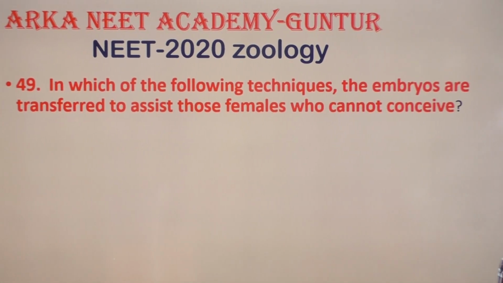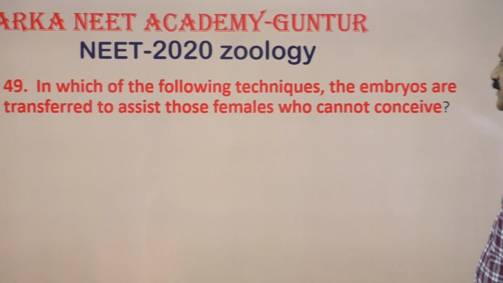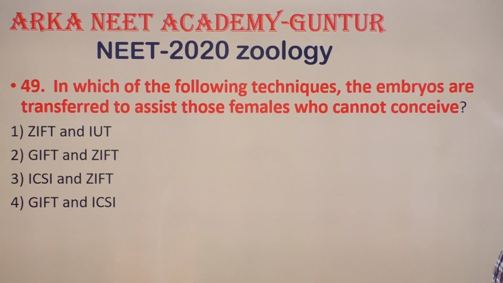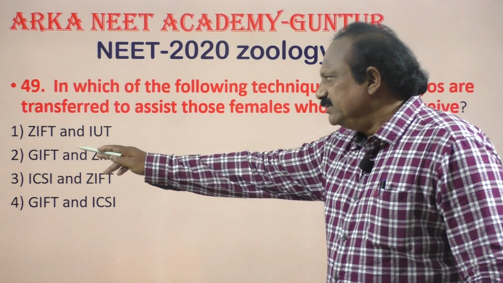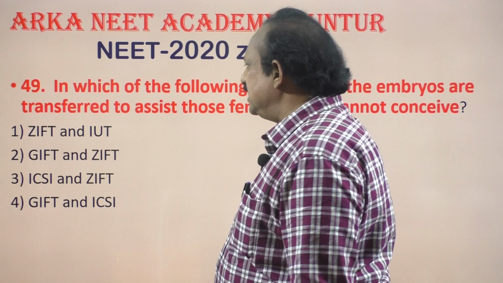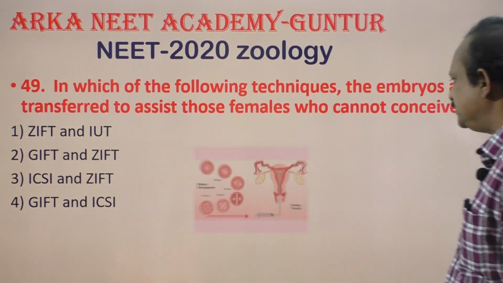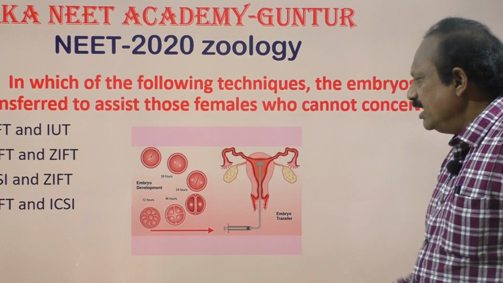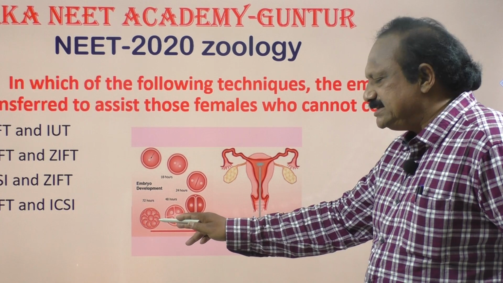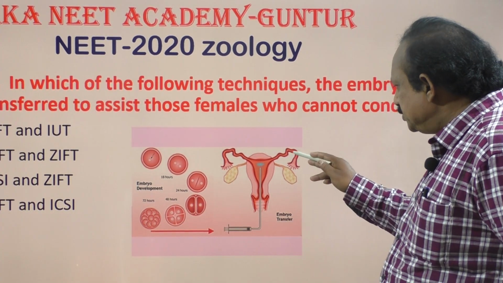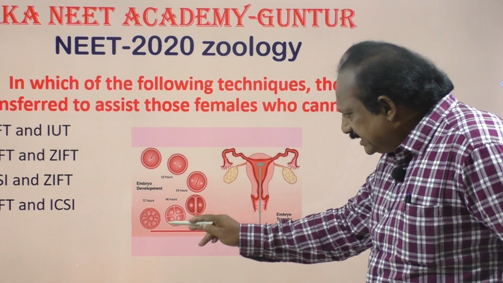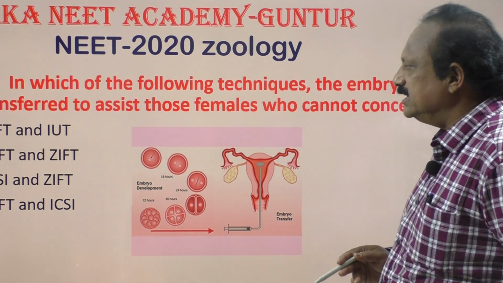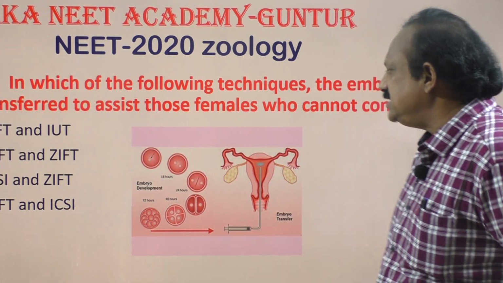In which of the following techniques are the embryos transferred to assist those females who cannot conceive? Look at this one. One is GIFT, another is zygote intrafallopian transfer, and another is intrauterine transfer. Here the zygote undergoes cleavage. Now the embryo with 8 cells is introduced into the fallopian tube. When the embryo is more than 8 cells, it is introduced into the uterus. This is called intrauterine transfer.